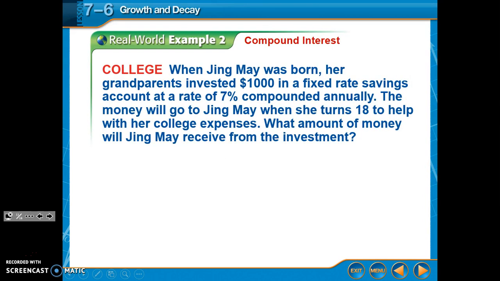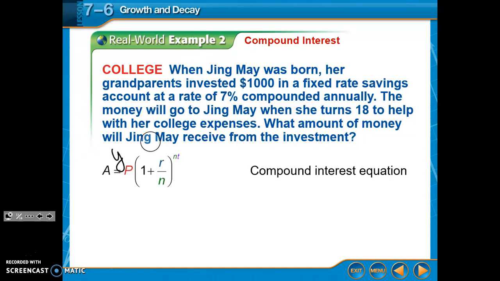Okay, so when Jing Mei was born, her grandparents invested $1,000 in a fixed rate savings account at a rate of 7% compounded annually. The money will go to Jing Mei when she turns 18 to help with college expenses. What amount of money will Jing Mei receive from the investment? Okay, so we're going to use our equation. Actually, I think I have it. I do. Okay, so this is our equation.